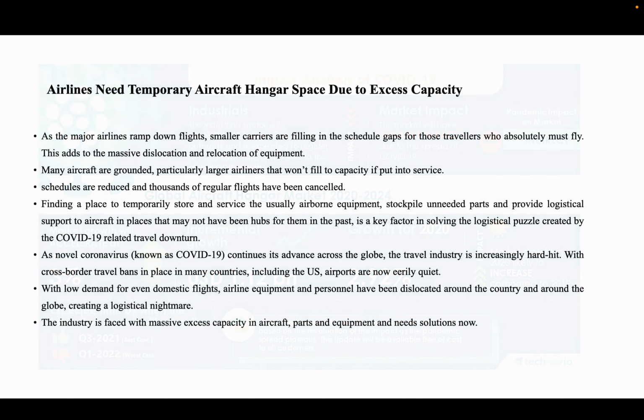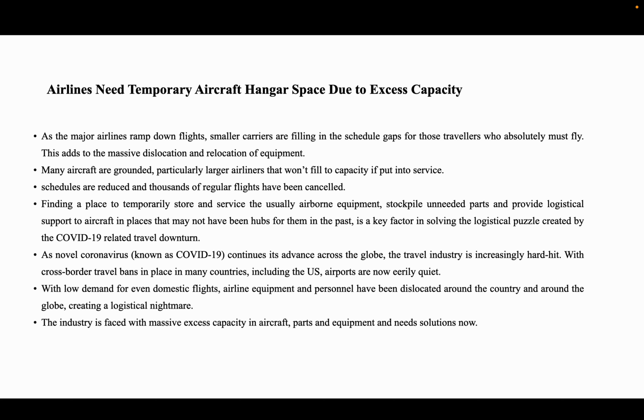So, during the time of COVID, airlines needed some temporary aircraft hangar space due to excess capacity. So, from there, the starting of innovation began. The first step was the temporary aircraft hangar space because we were having excess capacity. So, we needed some temporary aircraft hangars. As the major airlines ramp down flights, smaller carriers are filling in the schedule gaps for those travelers who absolutely must fly.